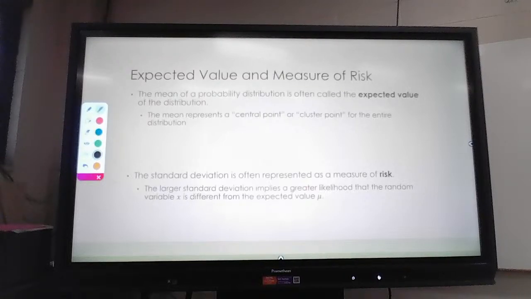So it's a similar concept here when we talk about a measure of risk. A larger standard deviation implies a greater likelihood that the random variable is going to be different from its expected value. And vice versa for a smaller standard deviation. A smaller standard deviation implies a greater likelihood that the random variable will be similar to the expected value.